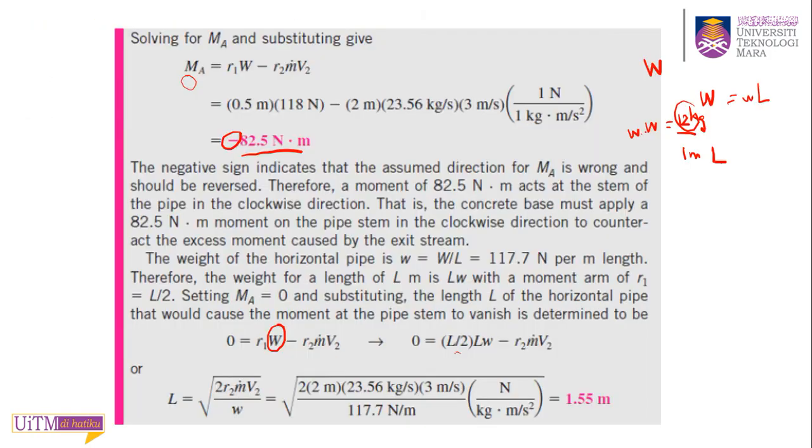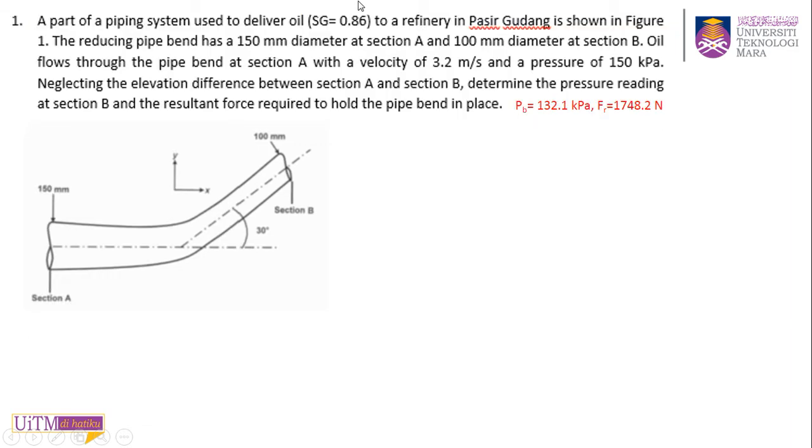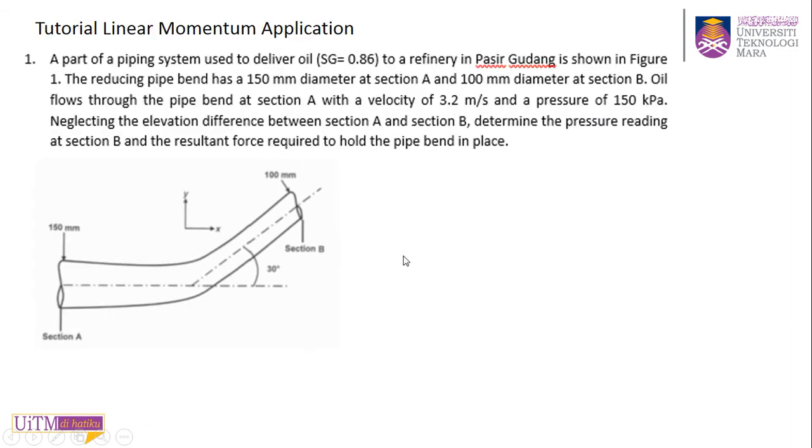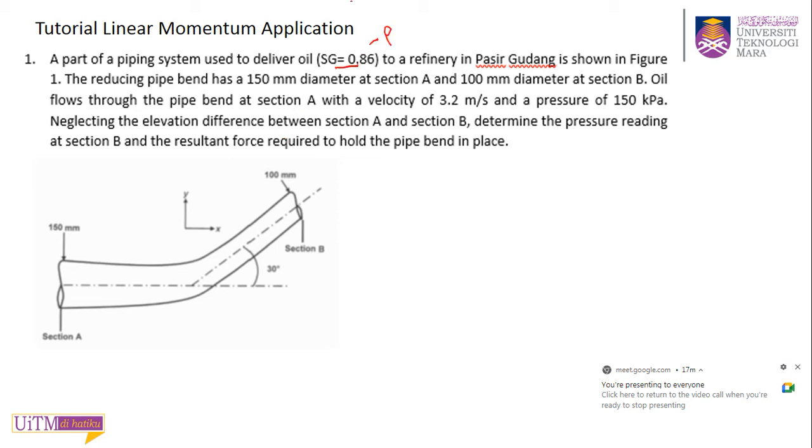Okay, alright. So the first question is about the linear momentum application. A part of a piping system is used to deliver oil. They gave you the specific gravity of oil, so you can change this in terms of rho, times 1000. To a refinery in Pasir Gudang is shown in figure 1.